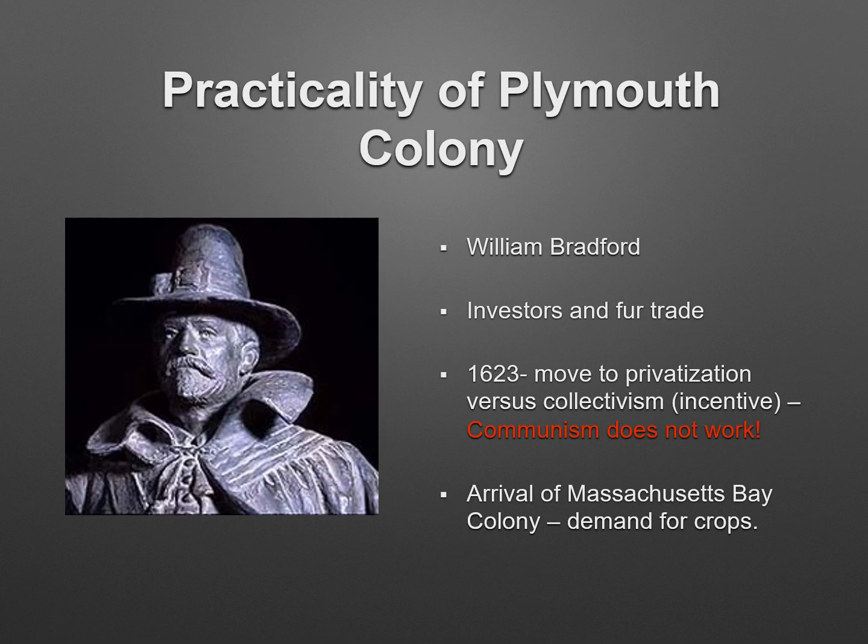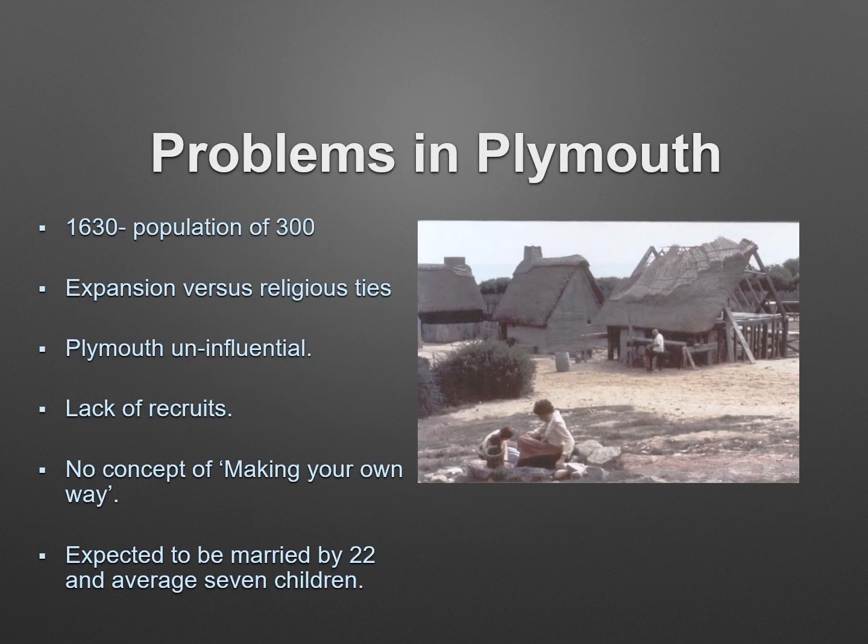Some would call this early communism. Some would call this working together. I'll leave that up to the philosophers. When the Massachusetts Bay Colony arrives, there is a demand to grow more food, to supply more people. Within 10 years of the landing, Plymouth's population was still tiny. It was only 300 people.